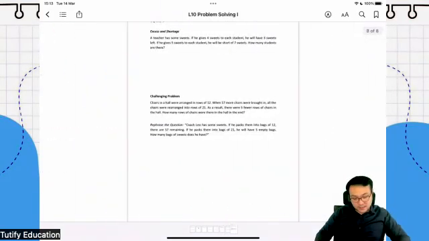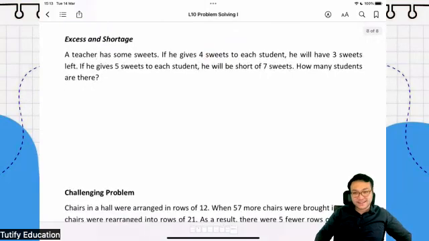Okay, so let's look at the next question. Students, can I give you 2 minutes to do the excess and shortage? Type your answer in the chat. Your time starts now.